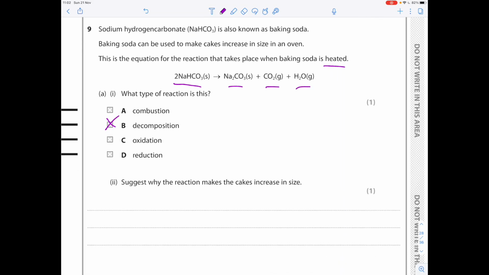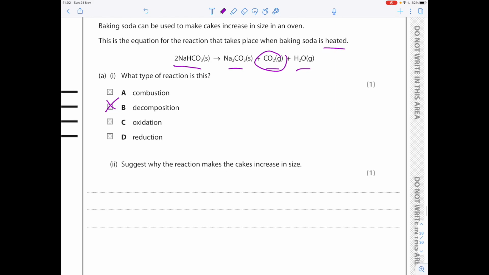So B. Suggest why the reaction makes the cakes increase in size. Well, let's look at our products. We're producing carbon dioxide gas, and those gas bubbles will therefore make the cake increase in size.